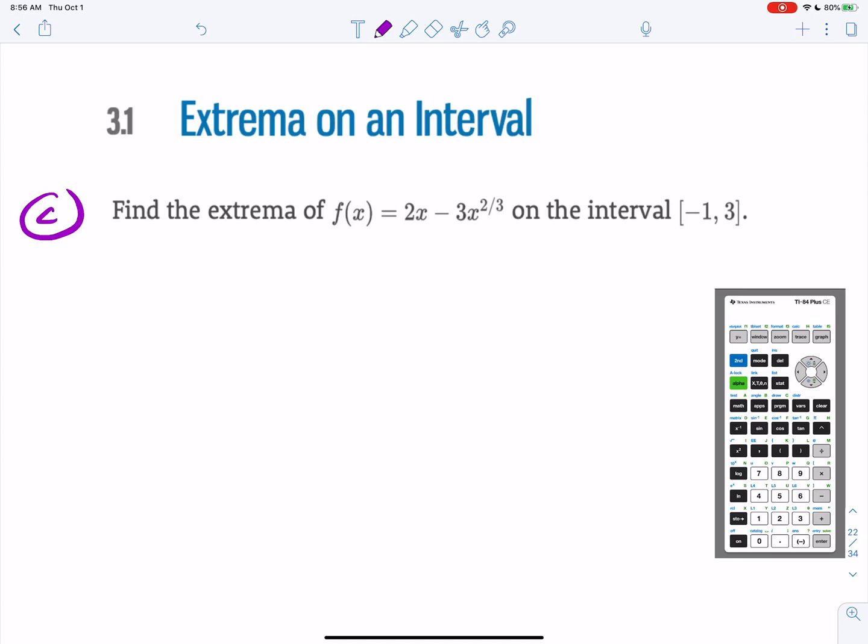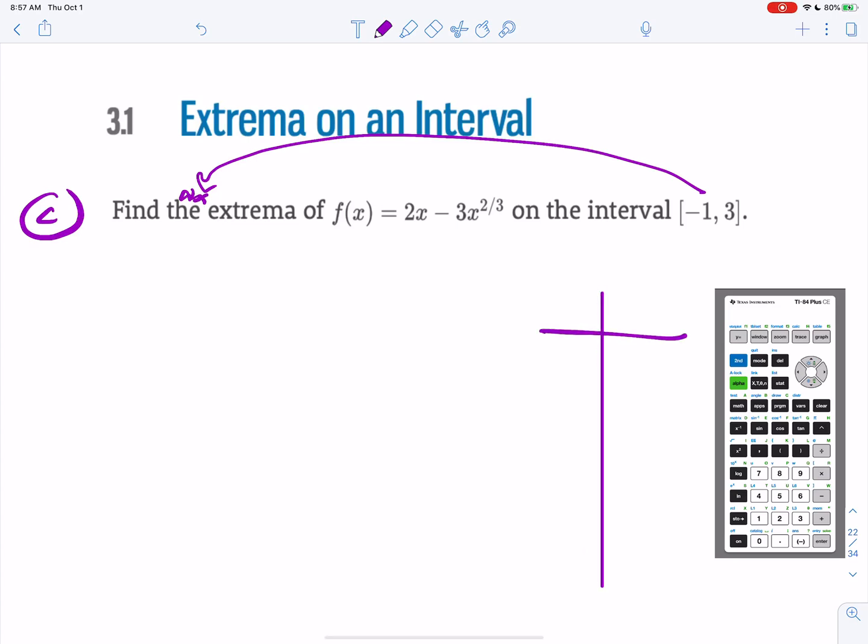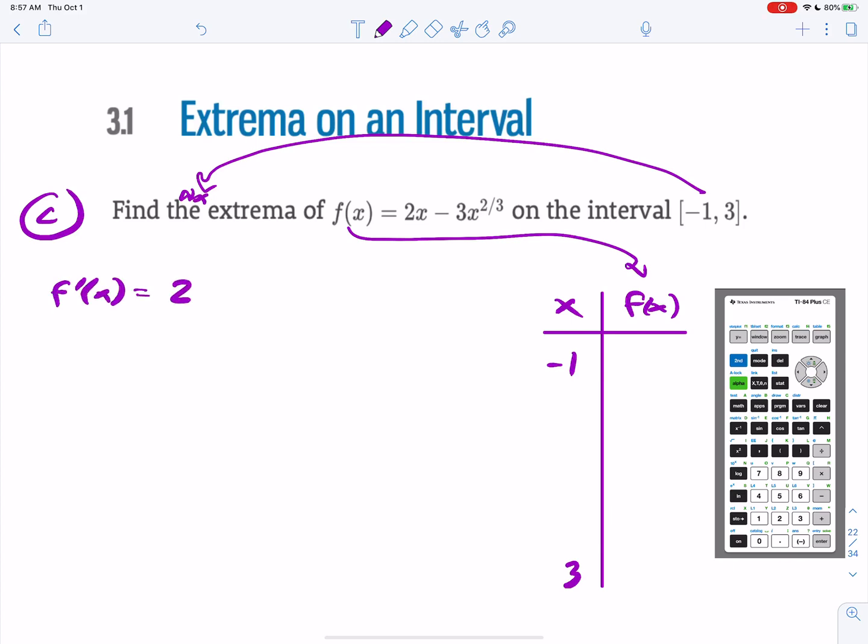Okay, so same thing here. We know it's absolute extrema because there is an interval, so we know it's absolute. And also because you guys haven't learned how to find locals yet. Okay, so x, f of x is going to go in here. All right, I know it could occur at the endpoints, negative 1 and 3, but I left the space for critical numbers, which is where the derivative is 0. But the derivative here is 2 minus 3 times 2/3 x to the negative 1/3. Okay, that comes out to 2 minus 2 over x to the 1/3.